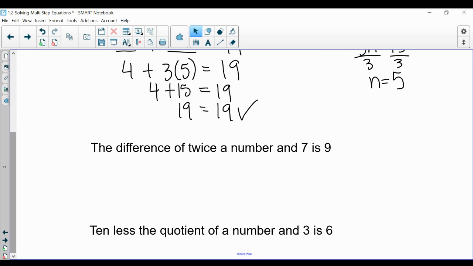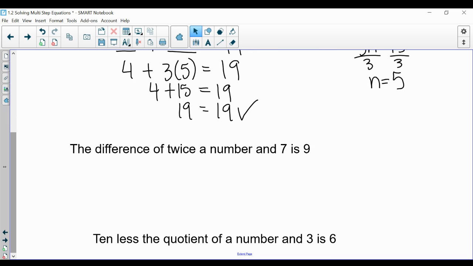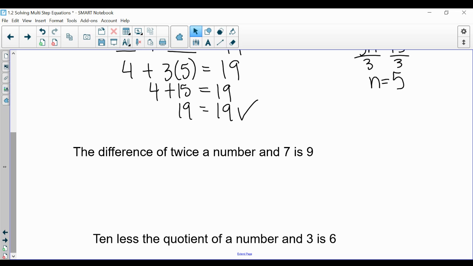Let's do another one. Okay, the difference of, remember, read the question first, read it all the way through. The difference of twice a number and 7 is 9. Ooh. So difference means subtraction. So this is subtraction. The difference of twice a number. So twice a number, so this is multiplication.